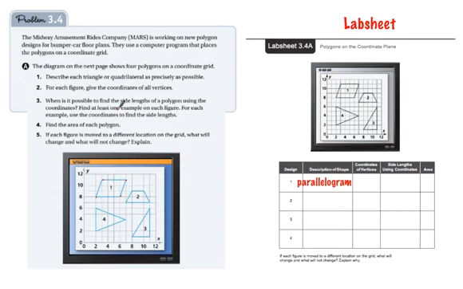And then you are going to answer this very last question here, which is on the bottom of your lab sheet, which lines up with number 5 here. It says if each figure is moved to a different location on the grid, what will change and what will not change? So answer both parts of that question. You can go ahead and pause the video here, and you can work on that lab sheet.